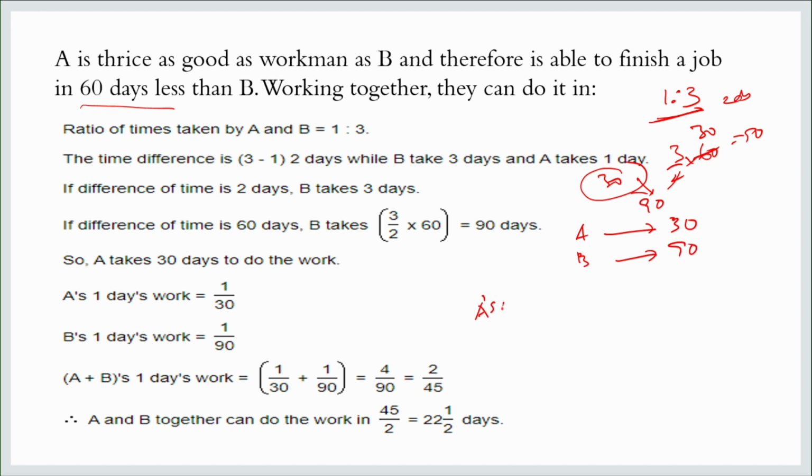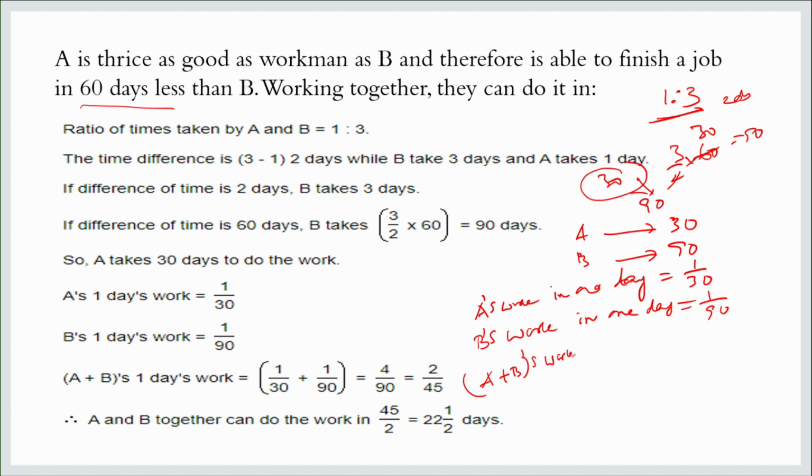So, A's work in one day is how much? 1 by 30. B's work in one day, how much is it? 1 by 90. So, A plus B's work in one day is 1 by 30 plus 1 by 90. LCM is 90, as you know. 3 threes are 9, 1 one is 1, 3 plus 1 is 4, 4 by 90. Of course, 2 by 45, correct?